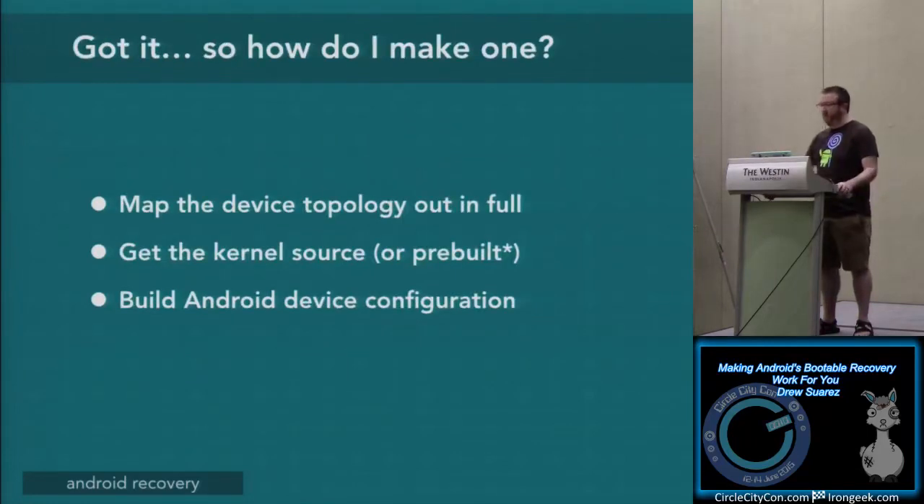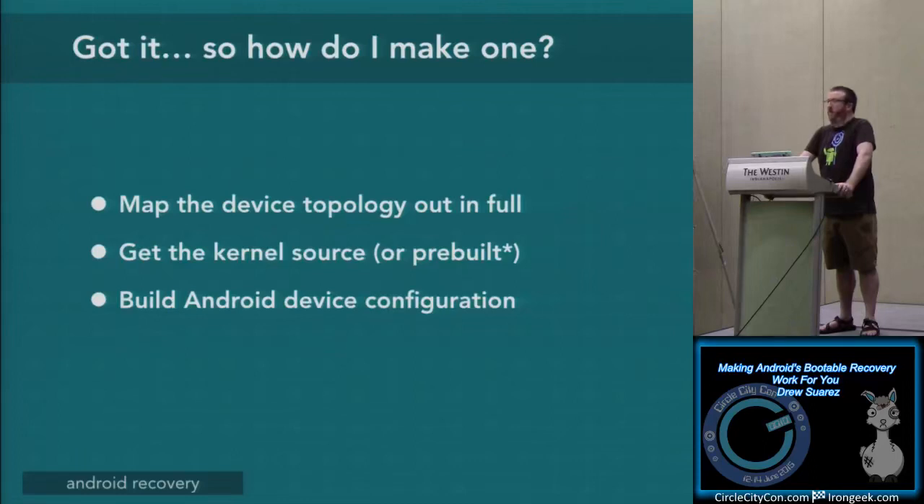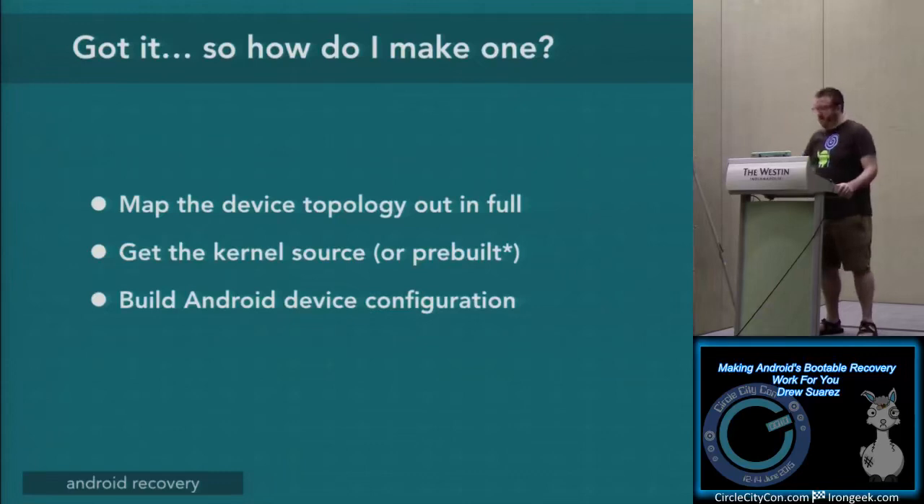All right, so how do you make one? The first thing we need to do is map out the device topology in full. You need the kernel source, and I'll get more into that later, but that's not always required, but you at least need the pre-built kernel from some existing boot image from the device. And then you need to build what's called an Android device configuration. And I'll show you how to do that as well.